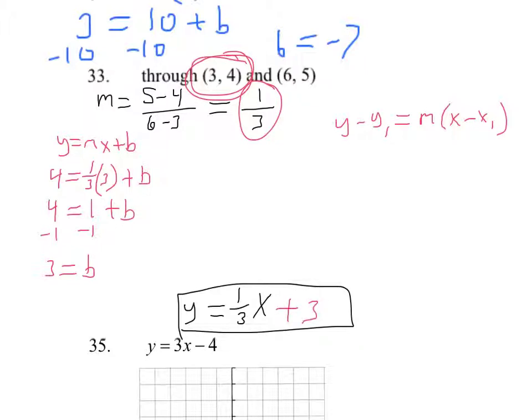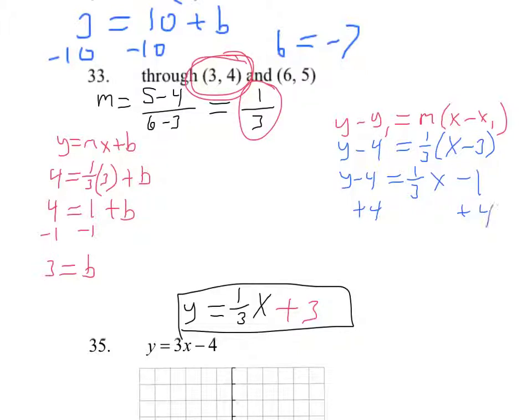And just to show you, this will also work if you use point slope. I could do y minus 4 equals 1/3 times x minus 3. And I'll leave that y minus 4 over there for a moment and distribute the 1/3. So we'll get 1/3 x. 1/3 times minus 3 is negative 1. We'll add 4 to both sides. And of course we get the same answer: y equals 1/3 x plus 3. So it works either way.